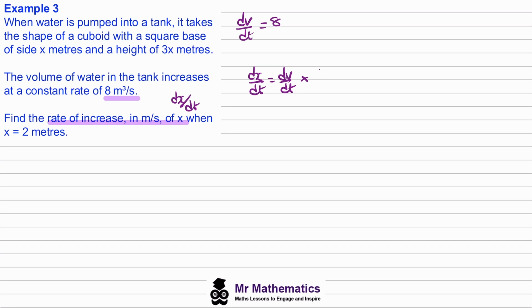So if we multiply it by dx over dv, then you can see that the two dv's will cancel. So we need to find dx by dv. And we can find this from the question.